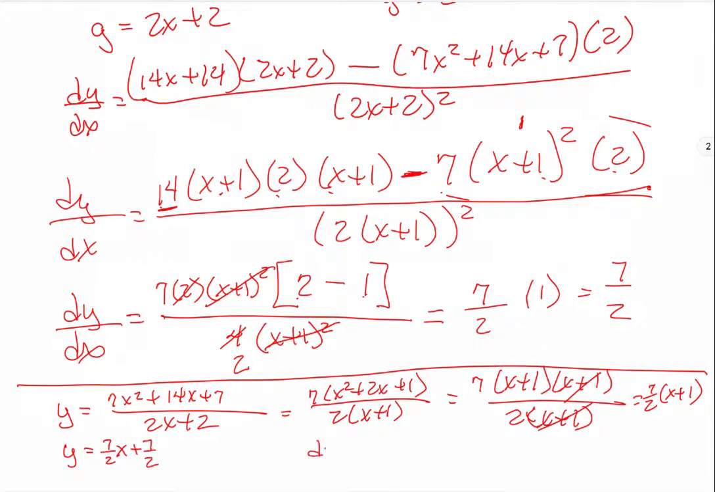So then dy/dx equals 7 halves. So I could have simplified this before I started and not done the quotient rule. Just a thought, just another way to look at it. Okay?